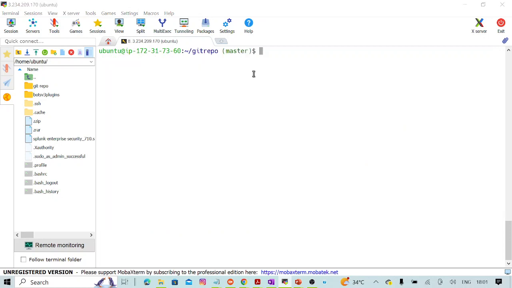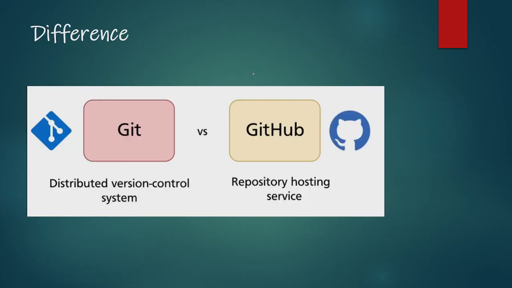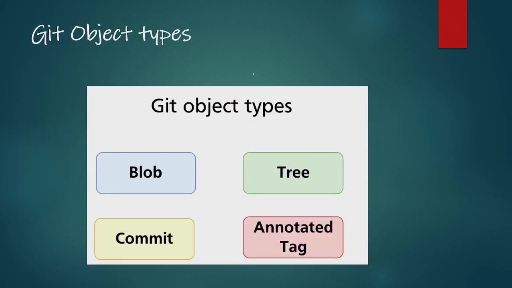So moving back to my presentation, we'll be talking about the difference between Git and GitHub as well. Currently I'm using Git, which is nothing but a distributed version control system, which is used to track all the changes in the files in my working directory. Whatever changes I make, Git will track all those changes as well. I'm not going to use a GitHub repository as of now. I'm making changes on my local system, and Git will track all those changes in the working directory.